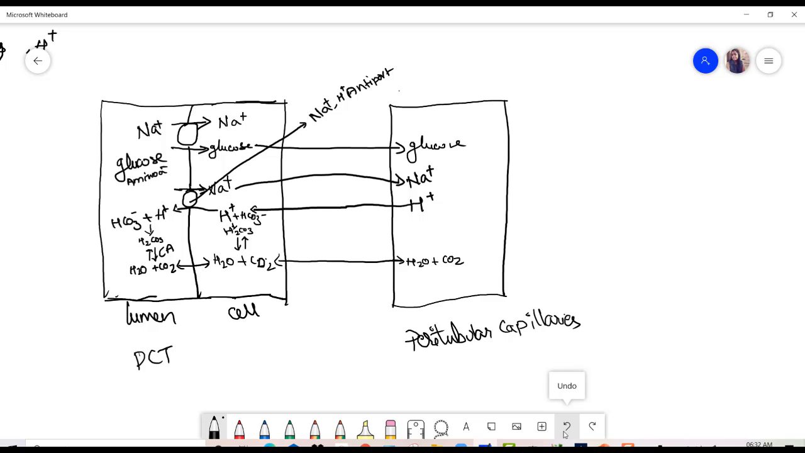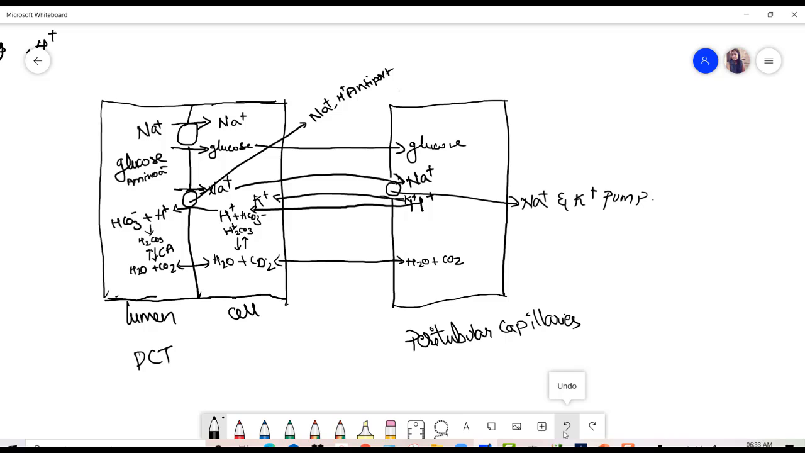Carbon dioxide is acidic in nature, so the same reaction with bicarbonates will be there. And when sodium is coming here, you will have potassium in the peritubular capillaries. That potassium will come back to our cell with the help of the sodium potassium pump. This is our sodium and potassium pump. So once again, let's see this clearly.